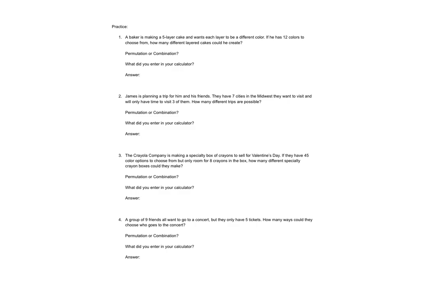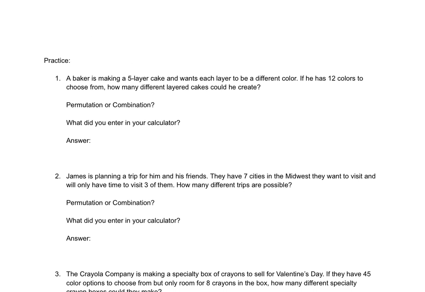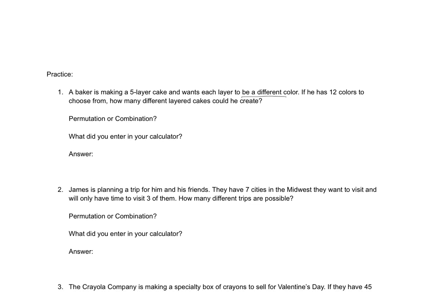Okay. Last but not least, let's just do a couple of examples mixed together here and decide if we're using permutations or combinations. You're making a 5-layer cake, and each layer needs to be a different color, okay? If he has 12 colors to choose from, how many different layered cakes could he have? Well, since each one has to be a different color, the order you put them in matters because you can't have the same color twice, which means if the order matters, that means that it is a permutation.